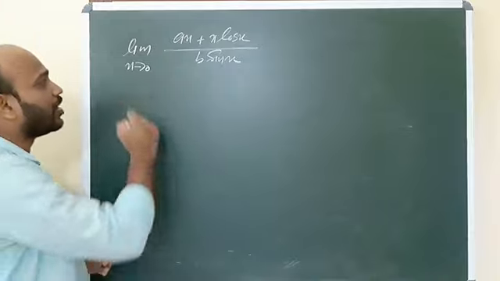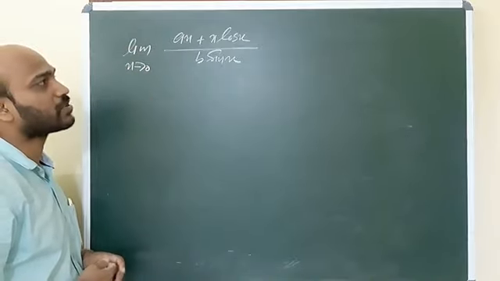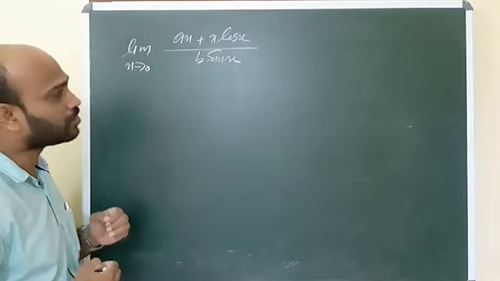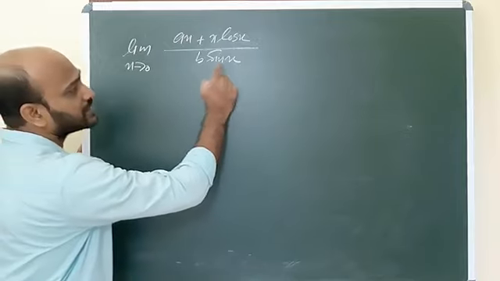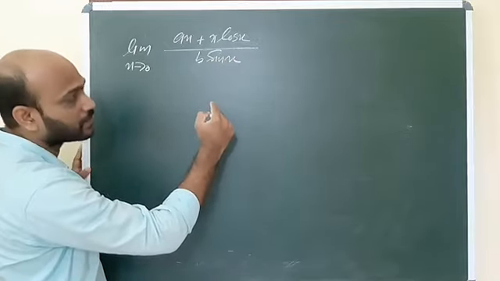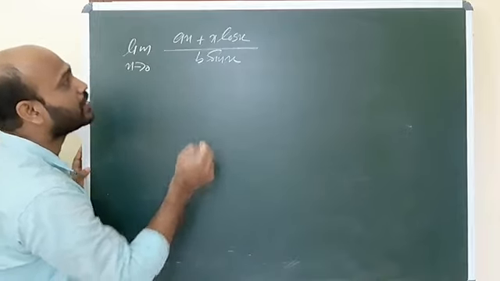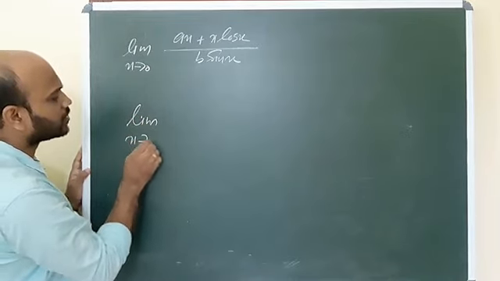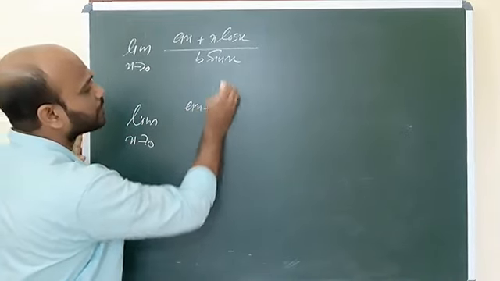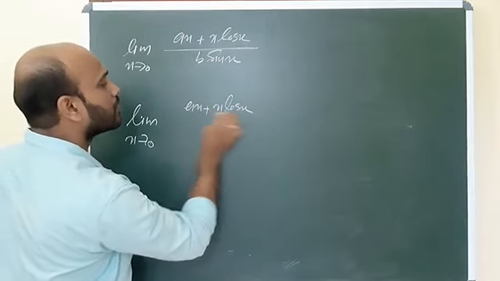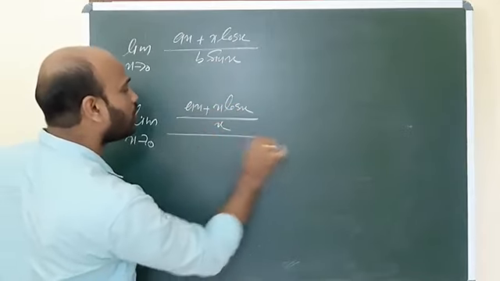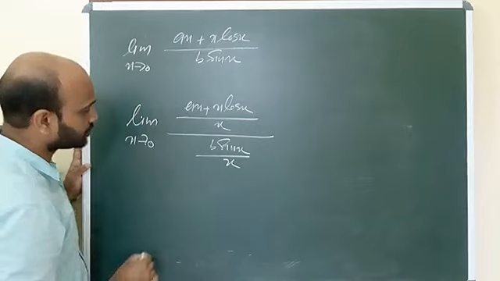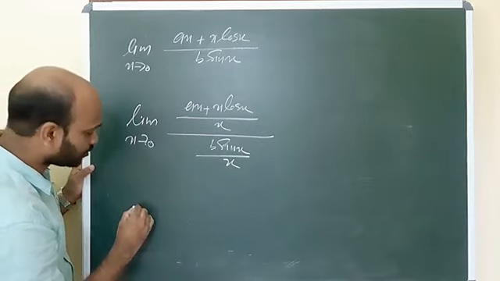Let's do another question. Evaluate limit x tends 0, ax plus x cos x by b sin x. Here also you have to apply the same formula, that is sin x by x equal to 1. So this one is sin x, and it should be sin x by x. For making sin x by x, you have to divide numerator and denominator by x. So limit x tends 0, ax plus x cos x by x whole divided by b into sin x by x. So we can cancel x from the numerator.